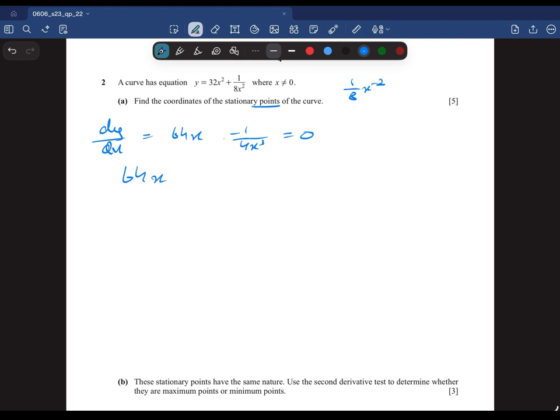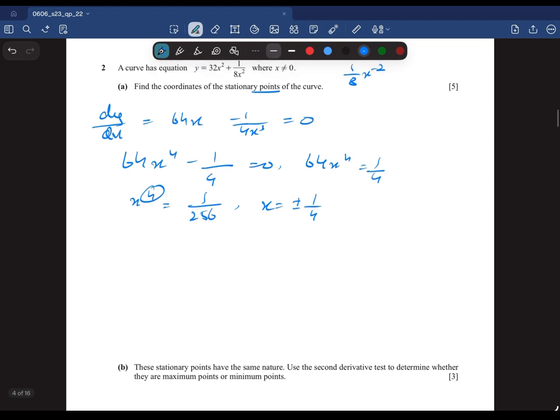All right, 64x, multiply the entire equation by x cubed, we get 64x to the power 4 minus 1 over 4 equals to 0. 64x to the power 4 is equal to 1 upon 4, and x to the power 4 would be equal to 1 upon 4 divided by 64. Divided by 64, you get 1 upon 256, and as the power is even, our answer for x would be plus minus. Taking the fourth root of 1 upon 256, we get plus minus 1 upon 4.